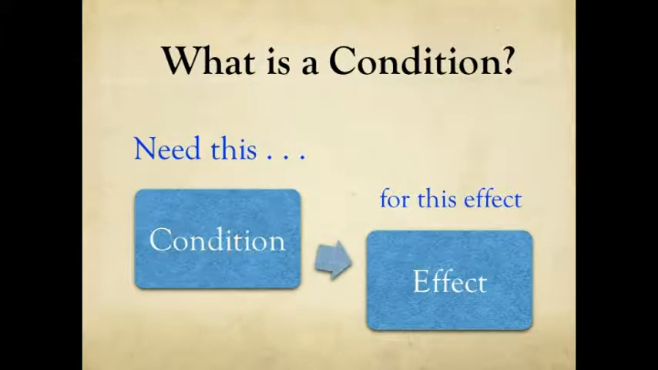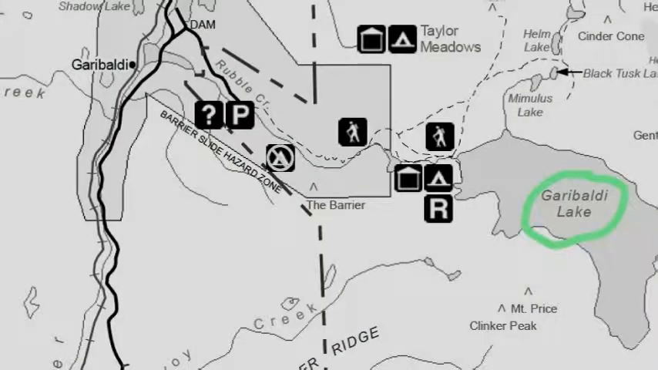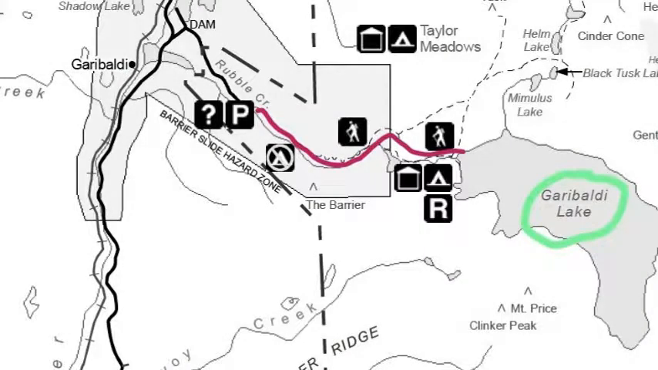A conditional is really about cause and effect. For something to happen, the effect, I need something else first. A condition. So what I want is to see Garibaldi Lake, a very beautiful place. But the condition is I have to hike 14 kilometers to get there. So there are 4 conditionals in English. The zero conditional, the first conditional, the second conditional, and the third conditional.